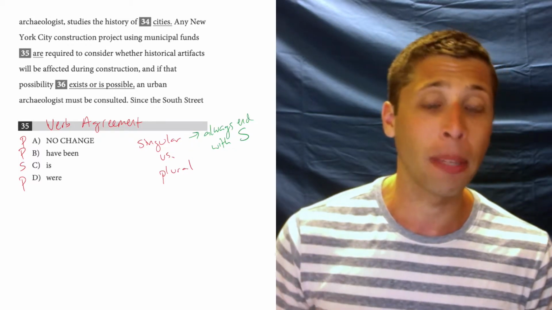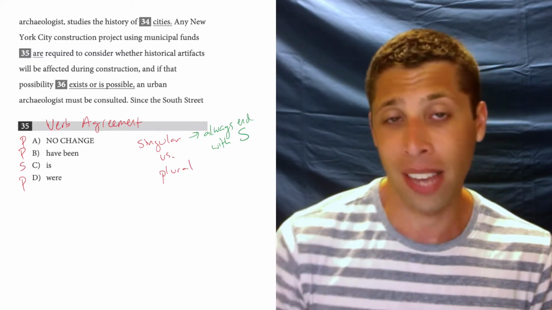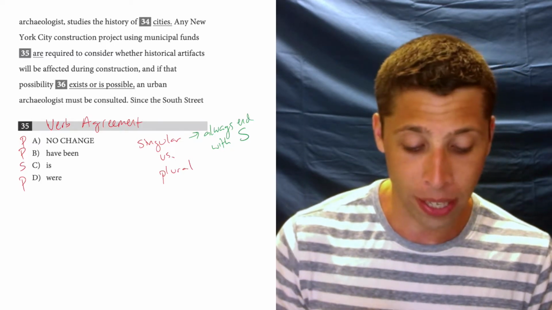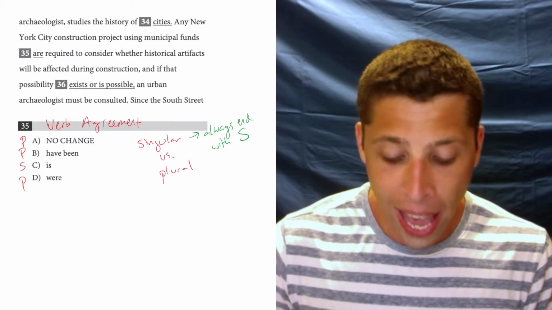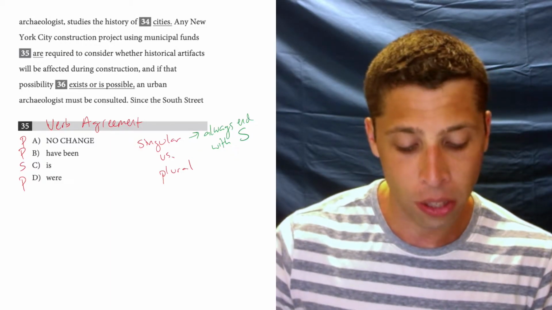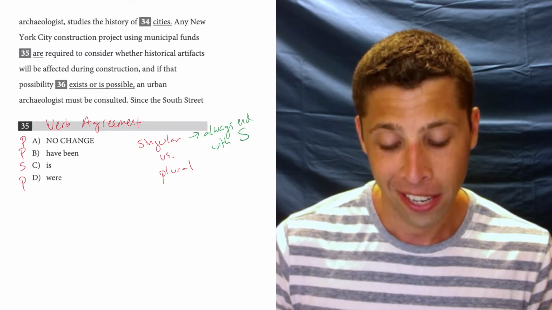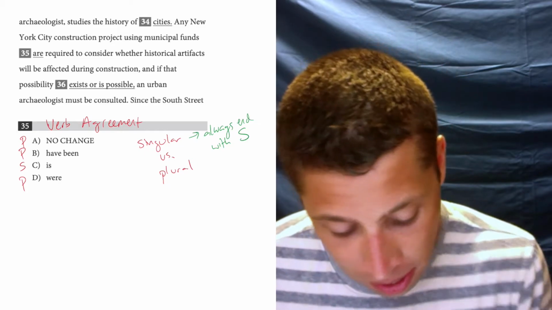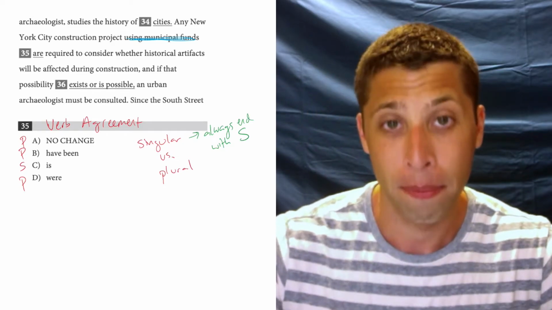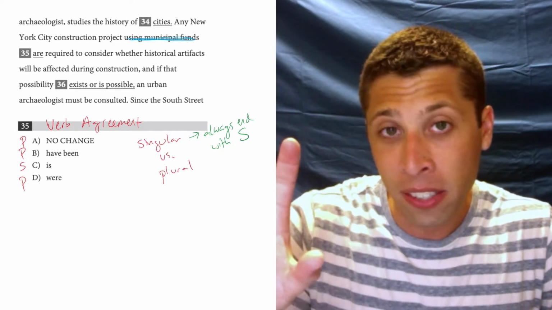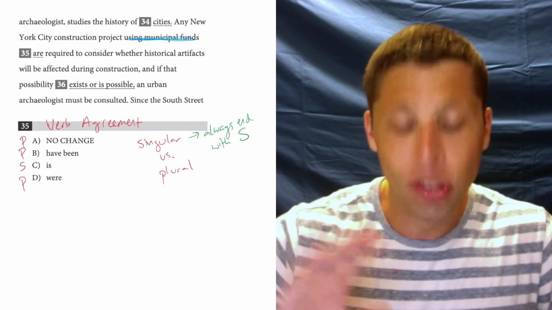Now, though, we have a complicated sentence, and we need to find what is the actual thing that is doing this action. The best way to do it is to look for places that you can cut things out. So, any New York City construction project using municipal funds, there's a lot here. Some of it is just extra description. This piece right here, using municipal funds, is the trap. They want you to see the word funds is plural and then pick one of the plural verbs. No good. It's just a little description.